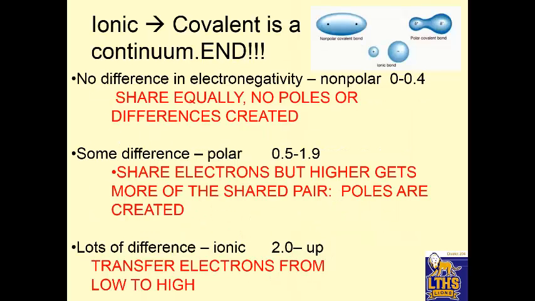Okay, so bonding. There's a continuum of bonding. Right now we're talking about covalent, but it goes from ionic to covalent. It's a continuum. ΔEN means electronegativity difference. So if you subtract the electronegativities of the atoms, and the difference is 0.4 or less, then what you have is called a nonpolar bond.